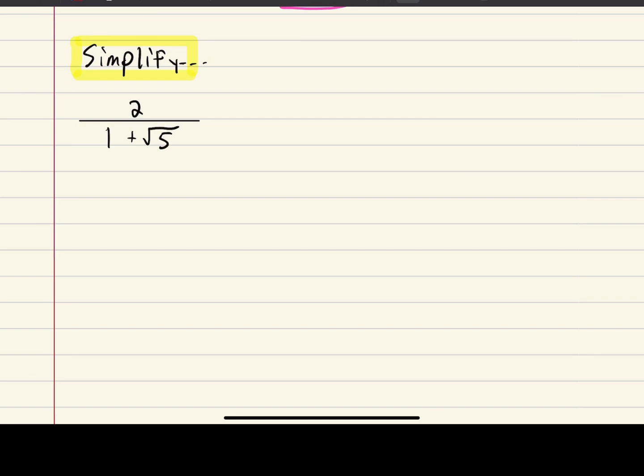So let's say we're asked to simplify this radical expression. Now, whenever we have a radical expression in the denominator, we need to multiply by the conjugate. And remember that the conjugate is going to have the opposite sign to the radical expression, which in this case is 1 plus root 5. Now, another thing is we have to keep the mathematical ratio the same. So the first thing we're going to do is multiply both the denominator and the numerator by the conjugate.